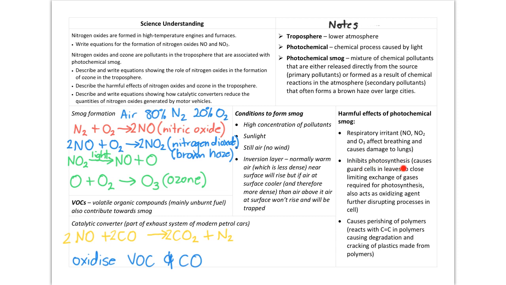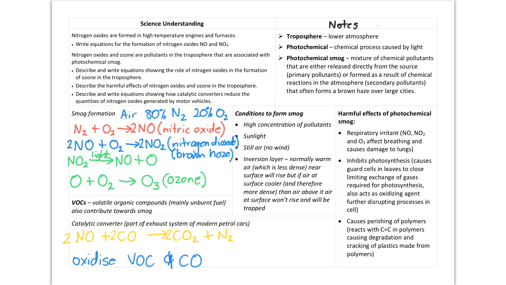They also inhibit photosynthesis. So photosynthesis is the process where plants take carbon dioxide and water and convert it into carbohydrates like glucose and sugars, and also produce oxygen gas, so lowering the carbon dioxide concentrations in the atmosphere and increasing the oxygen concentrations, which we know is important from the last topic. Now the ozone in particular causes the guard cells in the leaves to close, limiting the exchange of gases required for photosynthesis, so carbon dioxide in, oxygen out. And it also acts as an oxidizing agent which further disrupts processes in the cell.